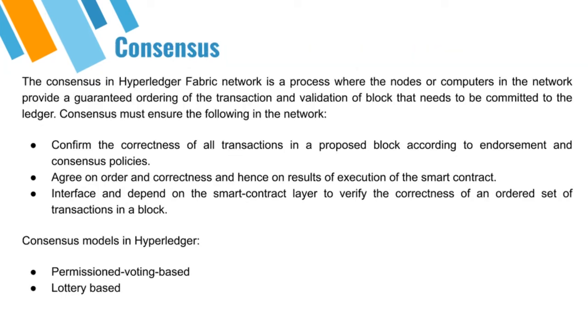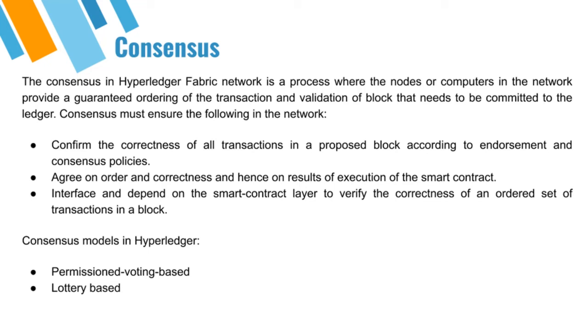The last one is the consensus. The consensus in the Hyperledger Fabric network is followed as a practical Byzantine fault tolerance. The consensus ensures that the whole network is validated and the whole network is working according to the policies and according to the rules and regulations which we have specified for the network.